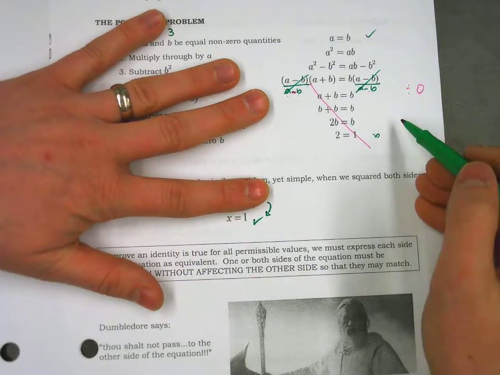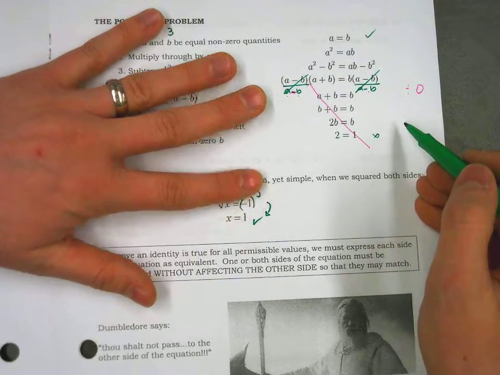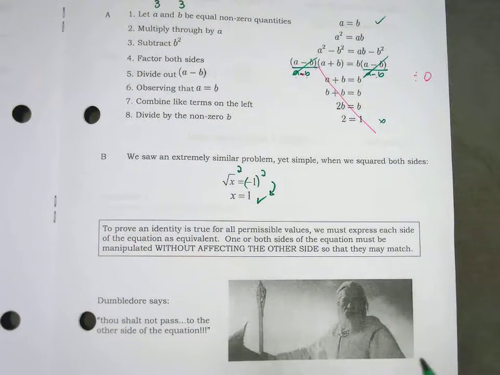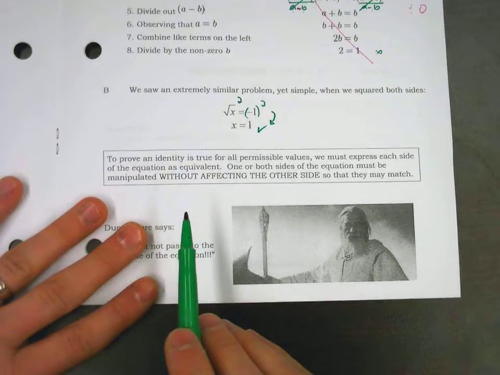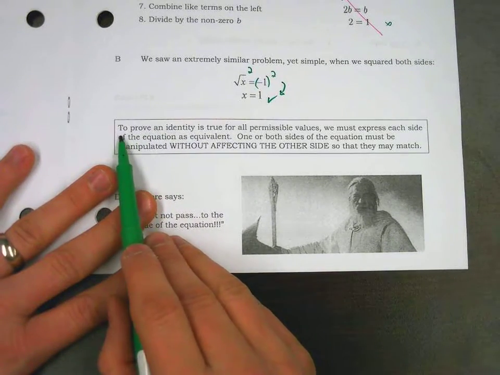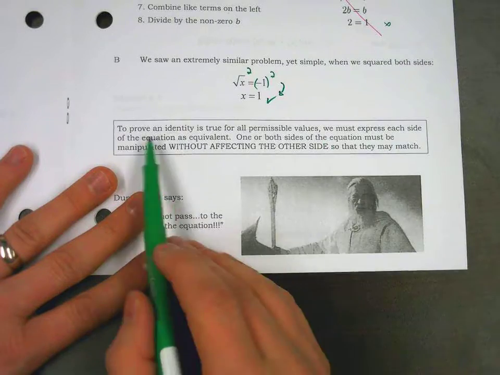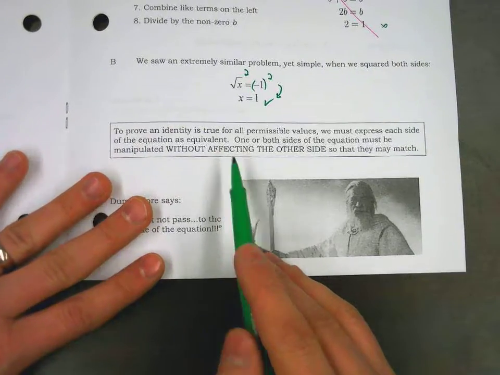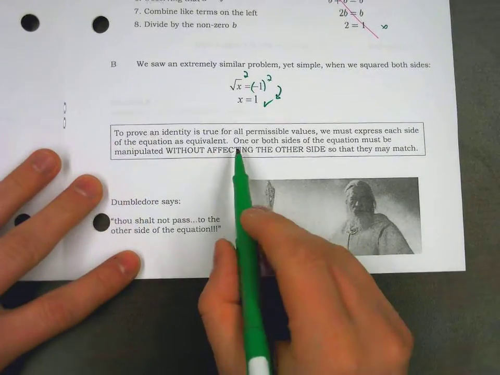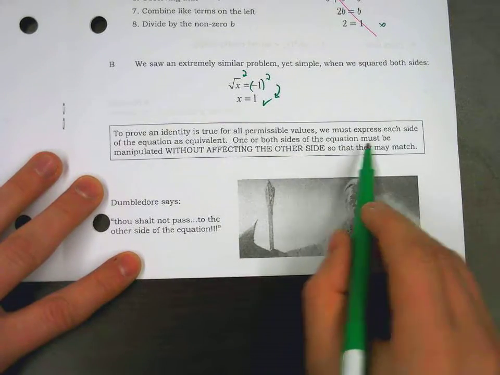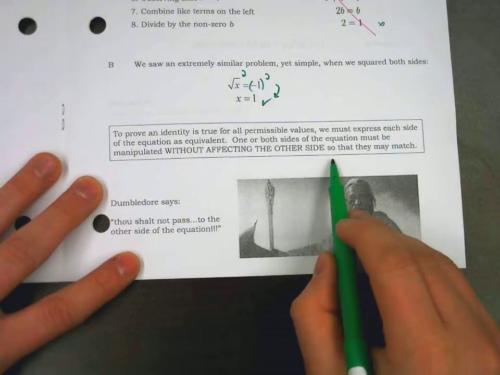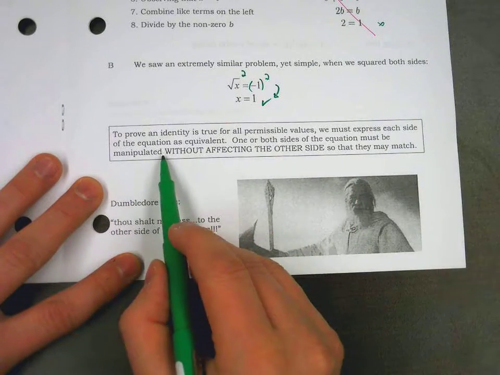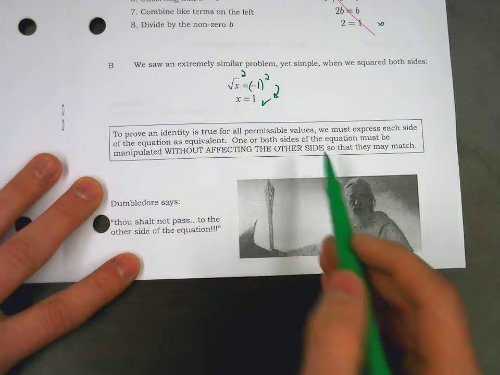We create a potentially dangerous scenario when we divide both sides by something. So what we're talking about today is this danger in math operations when we square both sides, when we divide both sides by a number. And so we're going to try to avoid all this danger in math. When we're proving, we're going to express each side of the equation as equivalent. We're going to say this side equals this side, and we're going to try to get everything to match. We're going to try to prove. Now, one or both sides of the equation must be manipulated without affecting the other side so that they may match. We're going to work on one side only and not touch the other side.